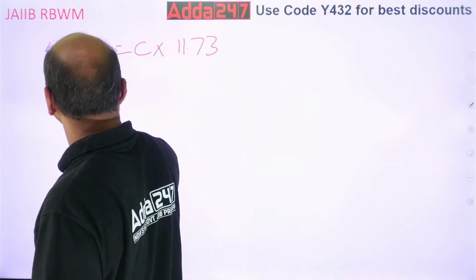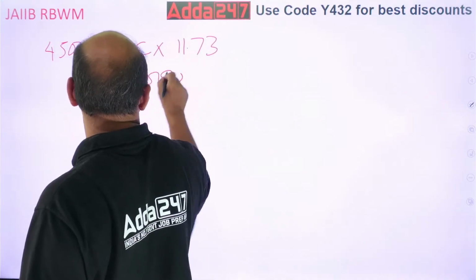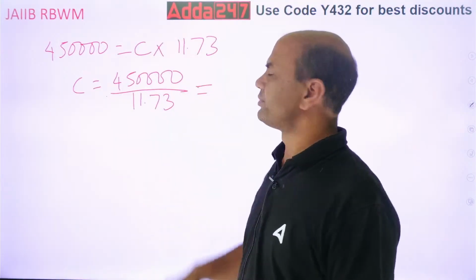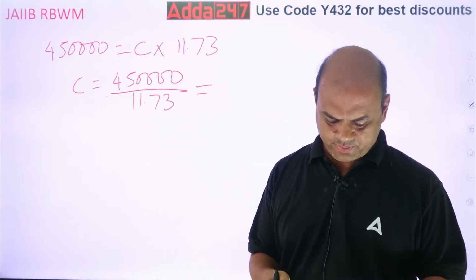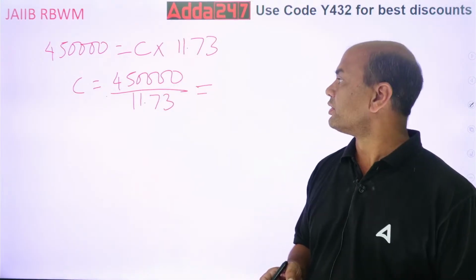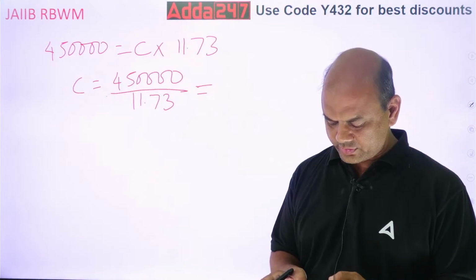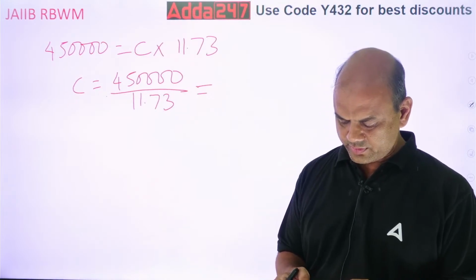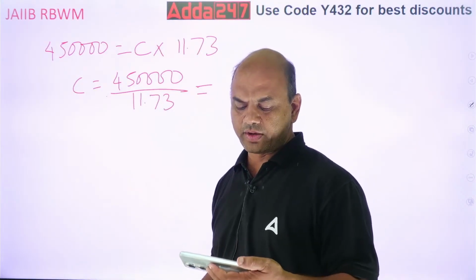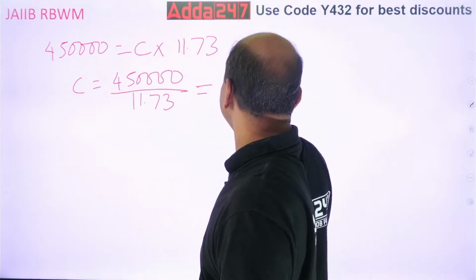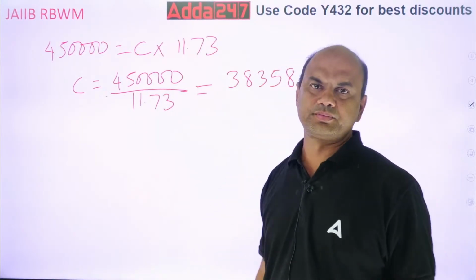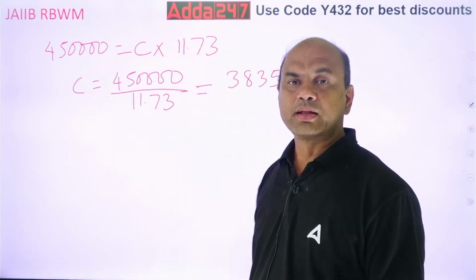C equals 4,50,000 divided by 11.73. Getting this, everyone? Check this. So what are you getting? I am getting the answer as 38,358. You must also get the same answer. 38,358. This is the amount of sinking fund.